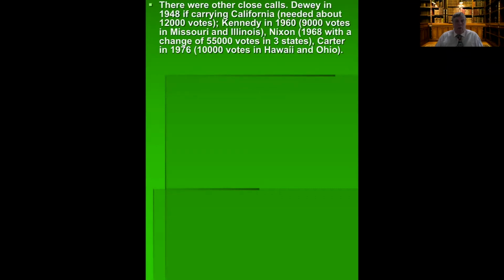There were other close calls. For example, in the modern era, Dewey in 1948, if he had carried California and he needed about 12,000 votes, would have become president over Truman. Kennedy in 1960, had 9,000 votes in Missouri and Illinois changed, Nixon would have been president. Nixon in 1968, with a change of 55,000 votes in 3 states. And then finally Carter in 1976, 10,000 votes in Hawaii and Ohio, and Gerald Ford would have become president.